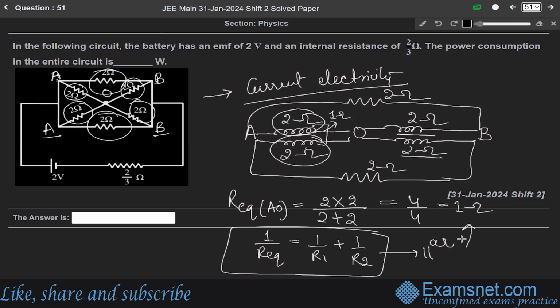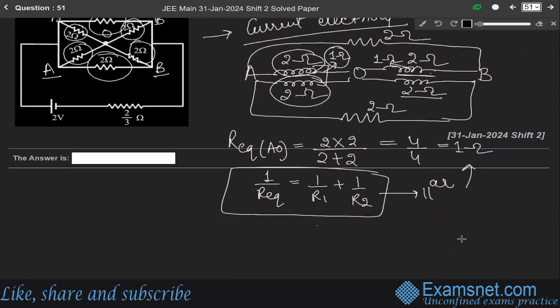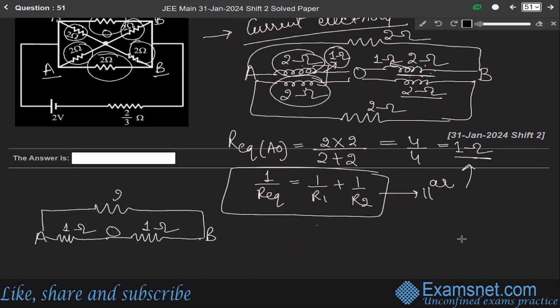And for these two also, 2 ohm and 2 ohm connected in parallel, their equivalent will also be 1 ohm. Now the circuit becomes: let us say this is point A, this is point O, this is point B. Since these two are in parallel, this is 1 ohm, and in the same way between O and B, this is 1 ohm. This is 2 ohm and this is 2 ohm.